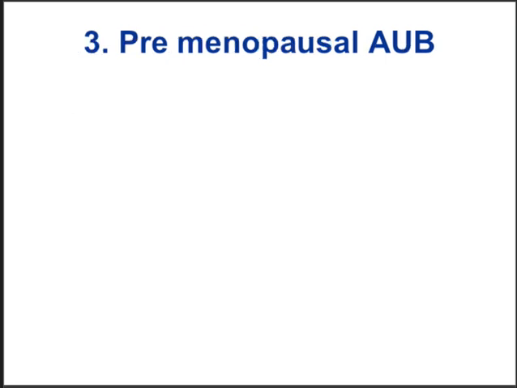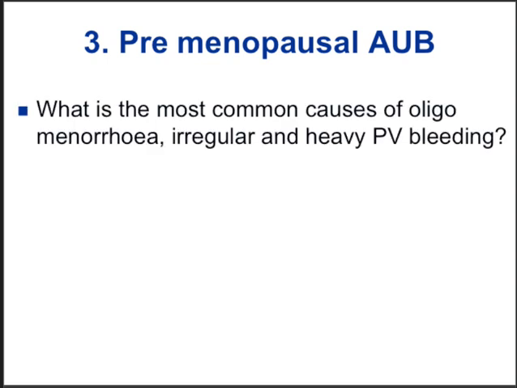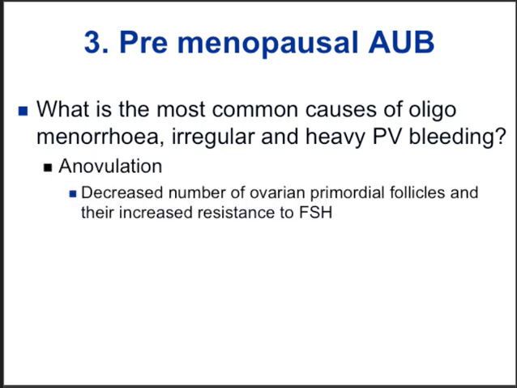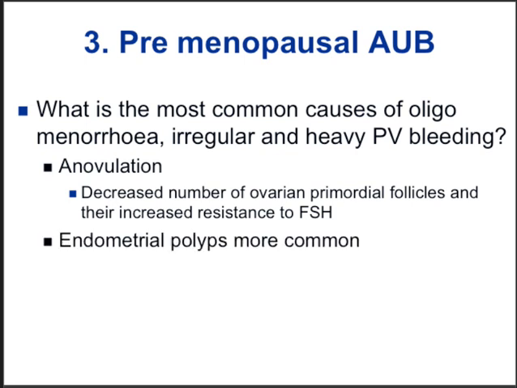The third stage is the woman a year or so before her last menstrual period. The same phenomena take place as shortly after the menarche: anovulatory cycles, oligomenorrhea, sometimes 3 months of no periods and then a few weeks of heavy periods. So quite often it is due to anovulation. Now the cause is that there's a decreased number of ovarian primordial follicles in the ovary, and hence there is an increased resistance to FSH.